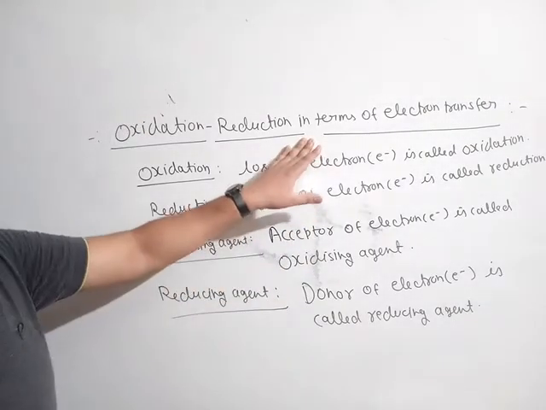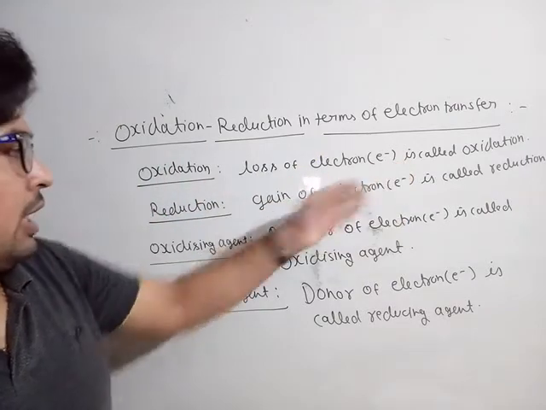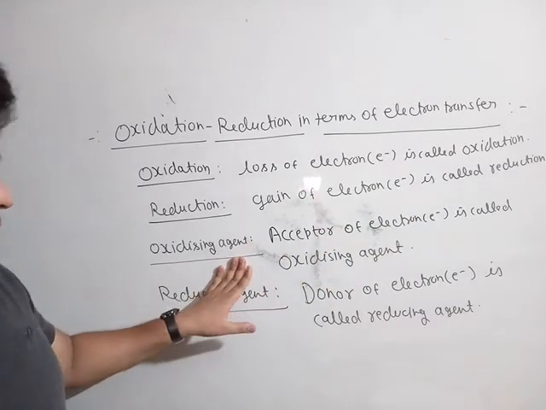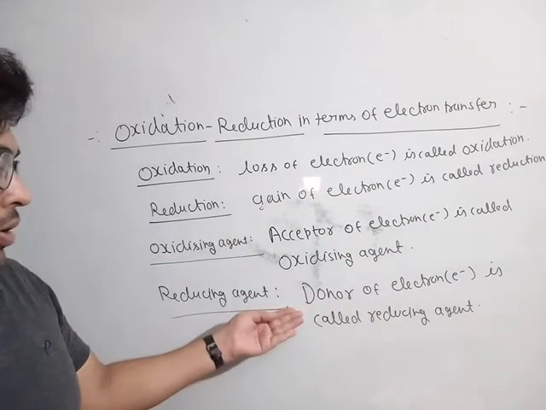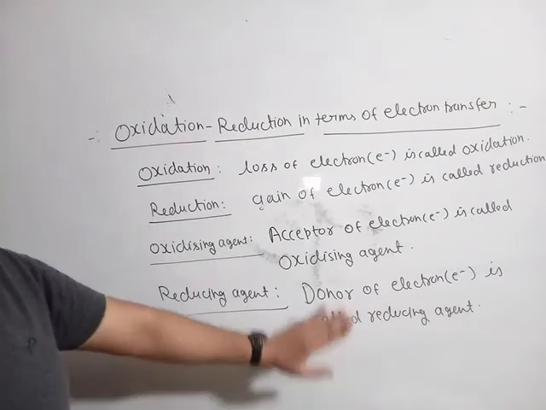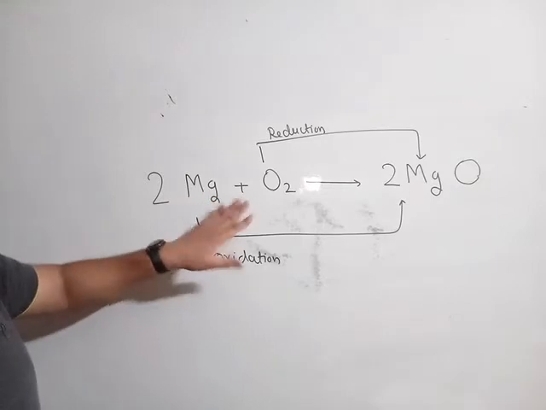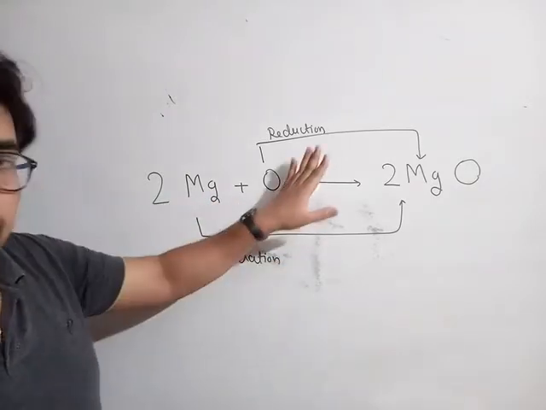In terms of electron transfer, loss of electron is called oxidation and gain of electron is called reduction. So who will be the oxidizing agent? The acceptor of electron is called the oxidizing agent and the donor of electron is called the reducing agent. We'll see some examples. We are taking the same example, where oxidation is taking place here and reduction is taking place here.